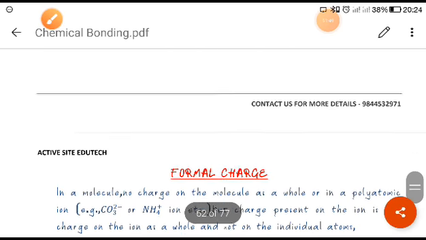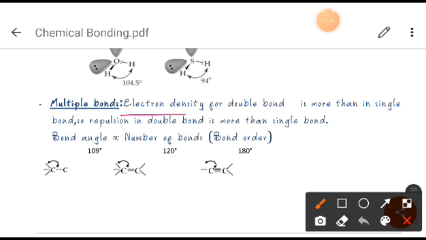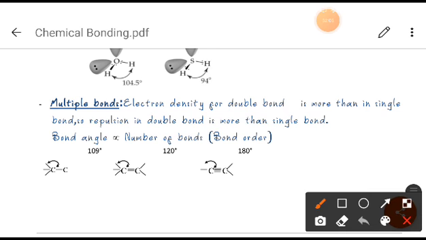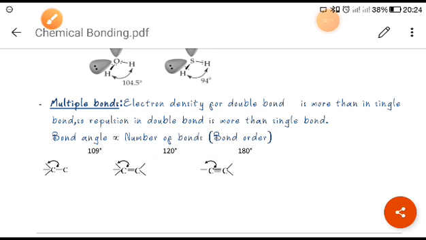Now again, the last one is multiple bonds. When we talk about multiple bonds, the electron density of a double bond is more than that of a single bond. So the repulsion in a double bond is more than in a single bond. So we can say that the bond angle is directly proportional to the number of double bonds. I hope you have understood this bond length and bond energy.